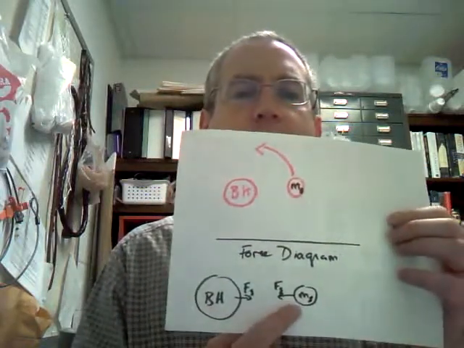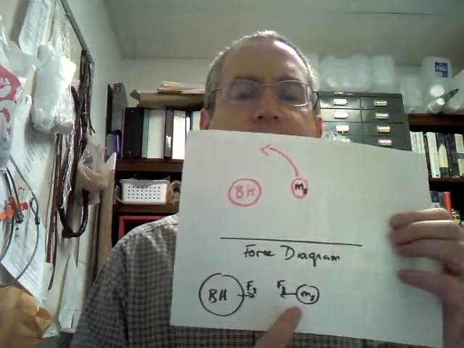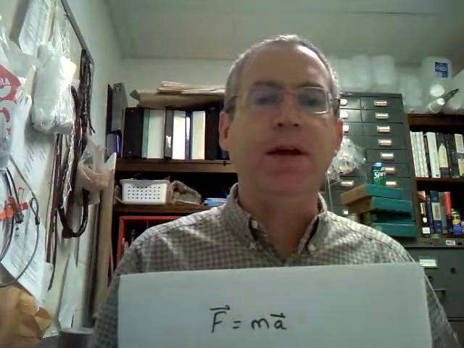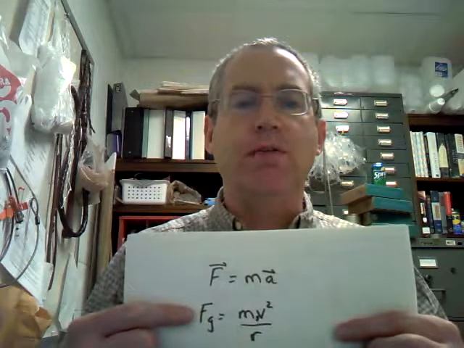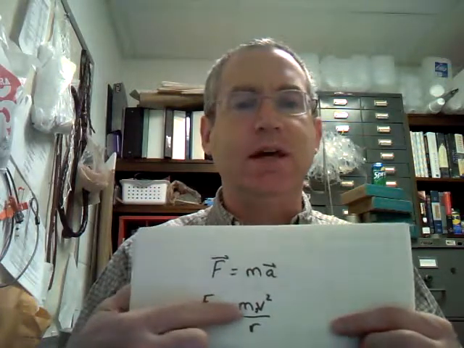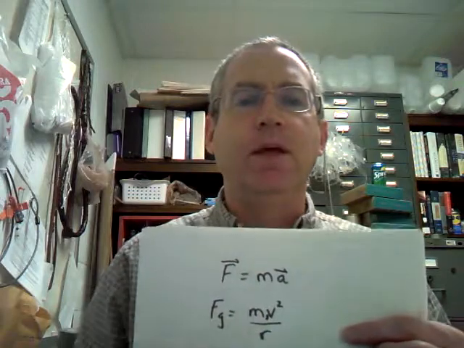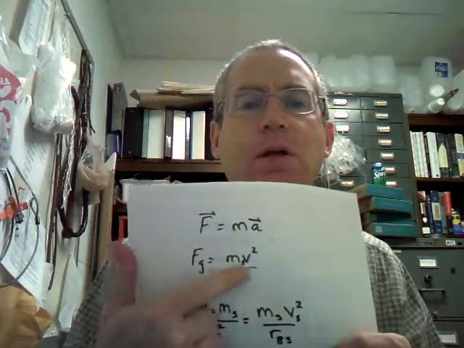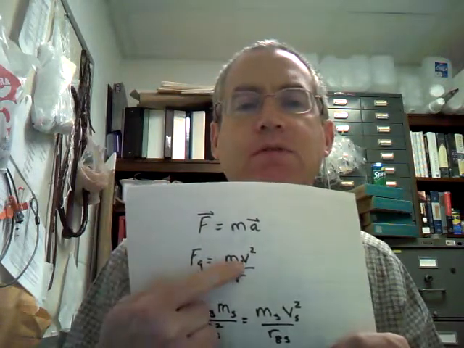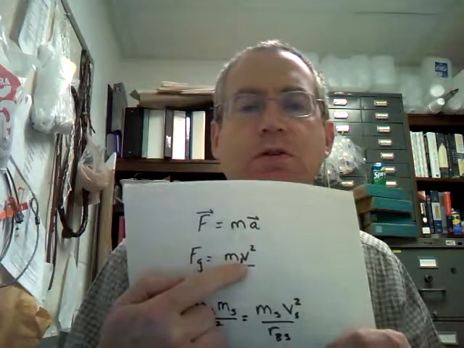Now, given that force diagram, what I want to do is concentrate on just the satellite. I have one force acting on it, and so I'm going to plug into F equals ma. The force is the force of gravity, and the mass is the mass of the satellite times the acceleration, v squared over r. The force is towards the center. It is a centripetal force, therefore it's centripetal acceleration. I'm assuming a circular orbit, and so that v squared over r is the formula for centripetal acceleration.